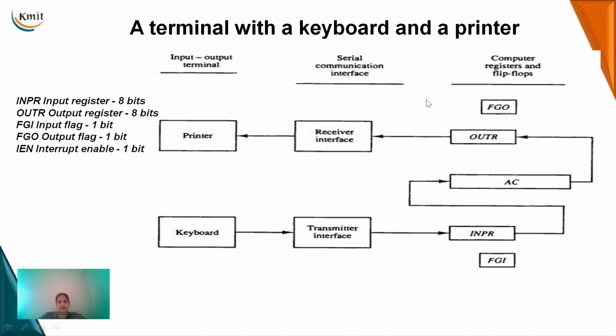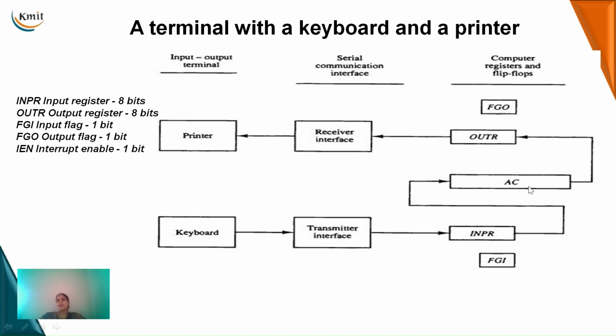Similarly, at the receiver side, whenever the accumulator has information available that has to be given as an output, it first checks the flag bit FGO. Whenever the output register doesn't have any information present in it, the FGO flag will be 1. This is the reverse of the input register flag FGI. FGO works in reverse of FGI. So whenever FGO is 1, it means that the output register is free.